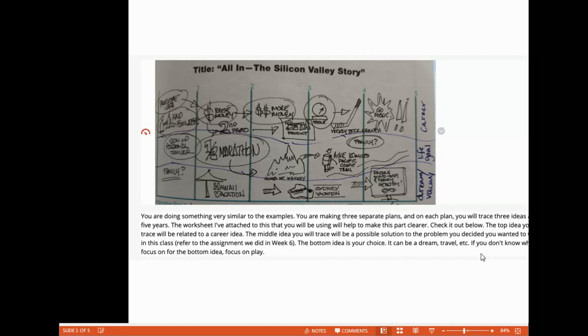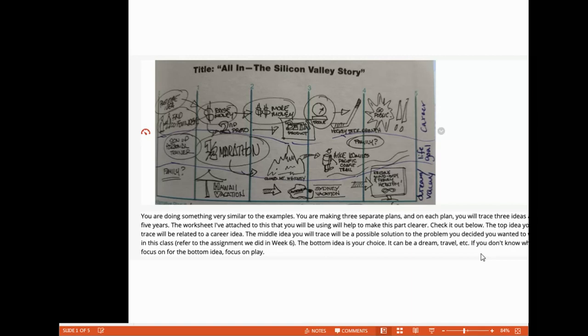I've attached a worksheet that will hopefully help you clarify where things go. And we're going to look at it in a second in the next slide. So the top idea you'll trace will be related to a career idea. The middle idea you will trace will be a possible solution to the problem you've decided you wanted to work on in this class. We've been referring to that since week 6.